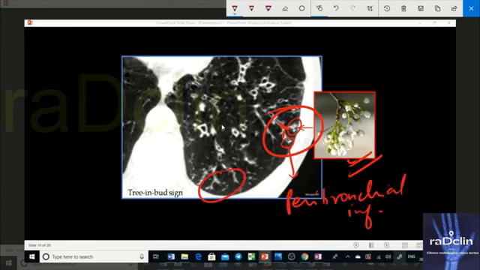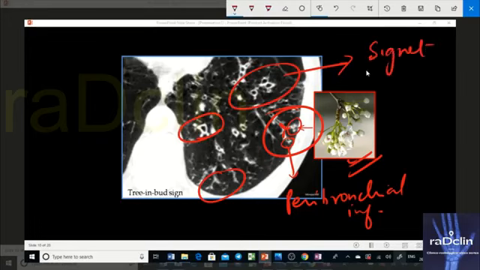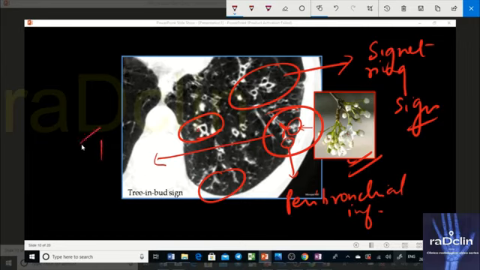So multiple areas. As an associated finding, you can see there are bronchioles that are dilated. This is a typical sign that you are seeing, the signet ring sign of bronchiectasis, and tree in bud. So it could be bronchiectasis also. This means that infection is a cause, and we know that bronchiectasis is associated with the infection-obstruction vicious cycle. So this is a typical tree-in-bud pattern.